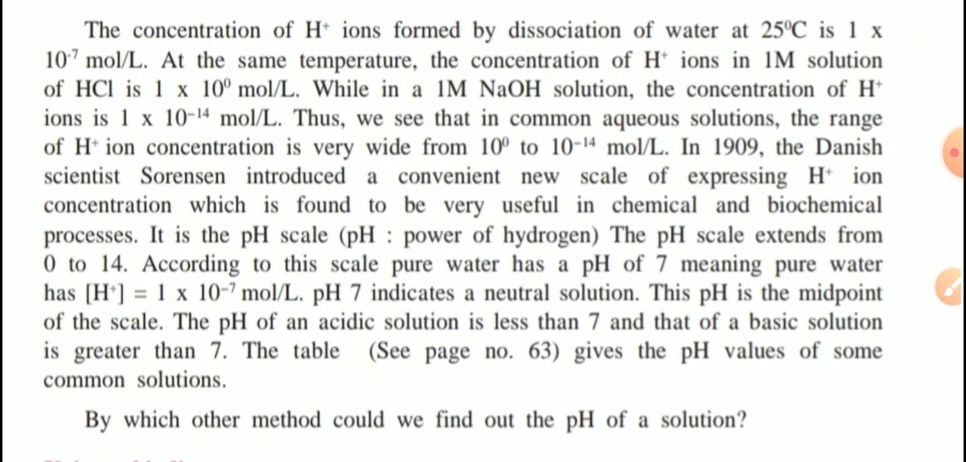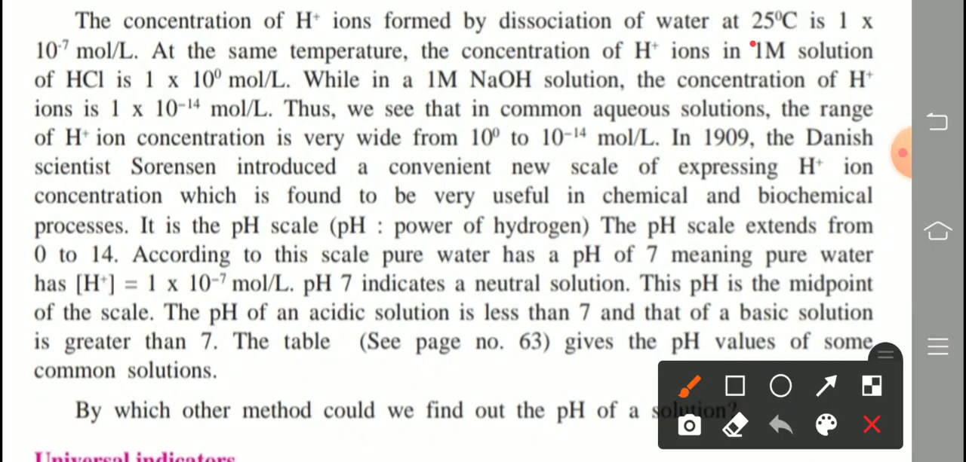The concentration of hydrogen ions formed by dissociation of water at 25 degrees Celsius is 1 into 10 raised to minus 7 mole per liter. At the same temperature, the concentration of hydrogen ion in a 1 molar solution of HCl is 1 into 10 raised to 0 mole per liter. For 1 molar HCl, what is the approximate pH? 0. 1 into 10 raised to 0 means 1, and log of 1 is 0. Clear? That is given in the previous table.